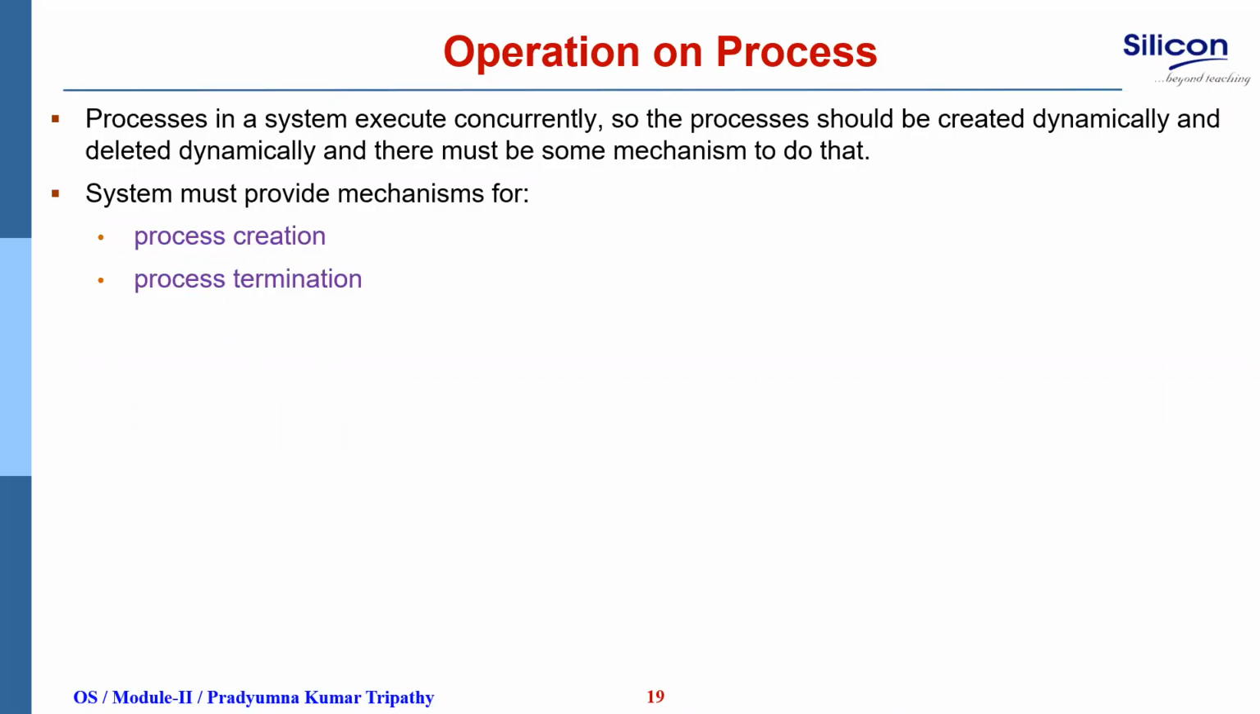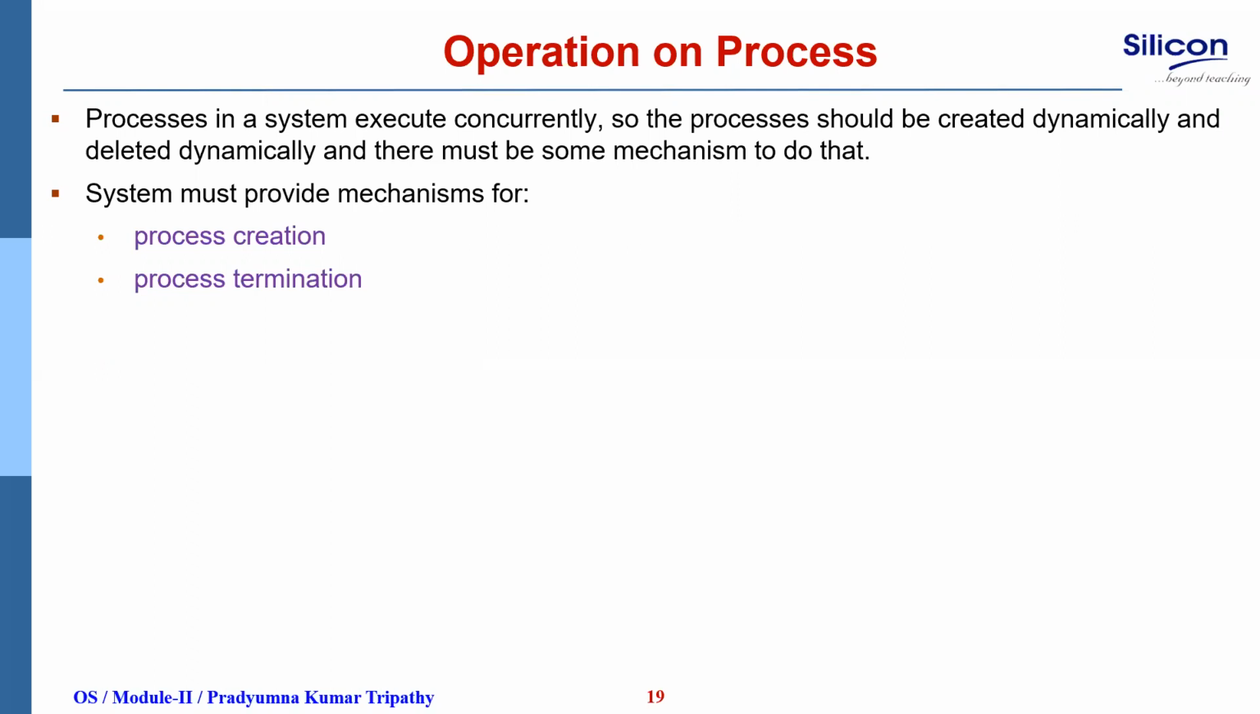Operations on a process. What are the operations that we can do on a process? What is a process? I already said a process is a program in the state of execution. It is in the memory. Process means it is in the memory, not in the secondary device. Processes in a system execute concurrently. More than one process can execute at the same time and will be there in the memory.